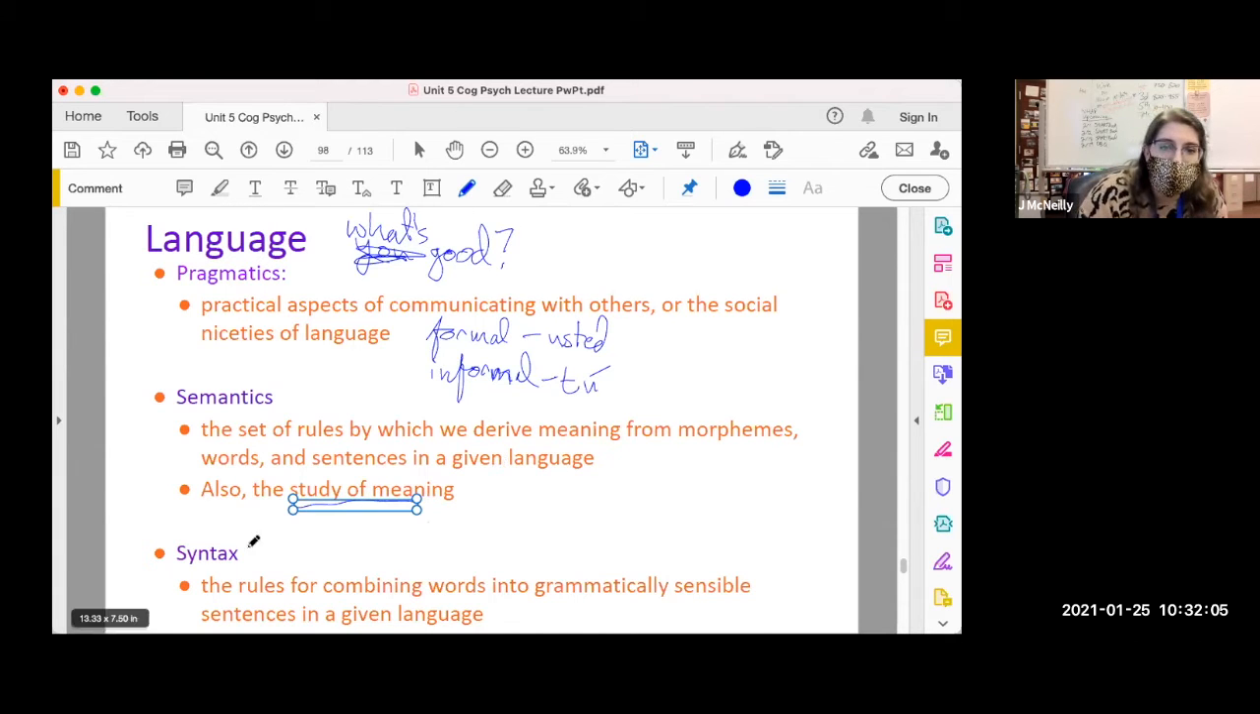Okay, and syntax is typically what you're going to be tested on the ACT in the English section. Matching up subject and verb agreement, knowing what punctuation to use. Okay, are we good so far?